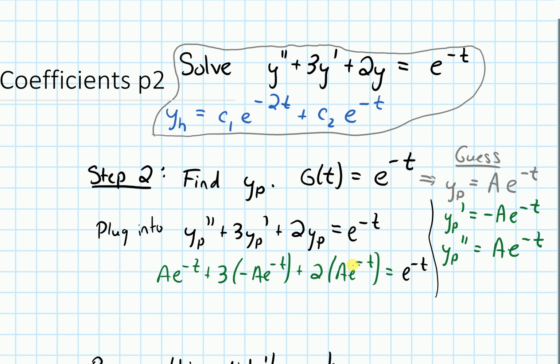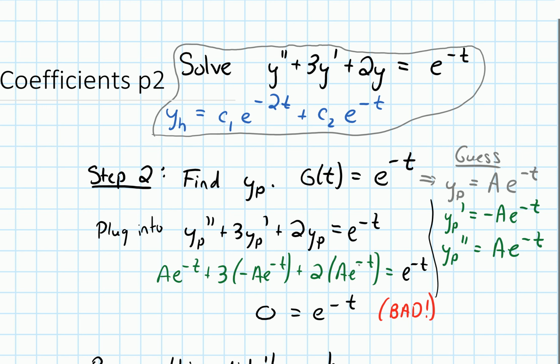All right. If we simplify the left-hand side, it's actually going to become 0. So we have 0 equals e to the negative t. But that's impossible. So this is bad. Something happened.